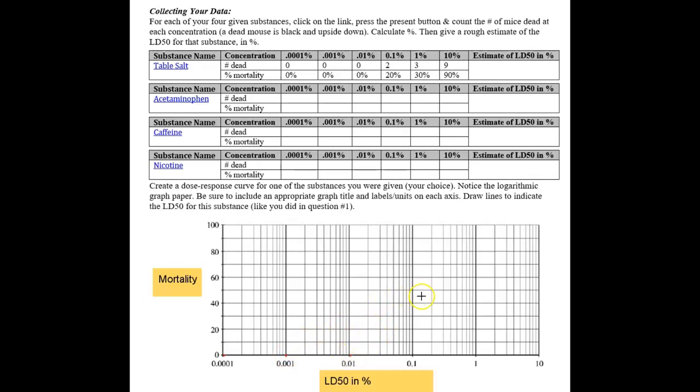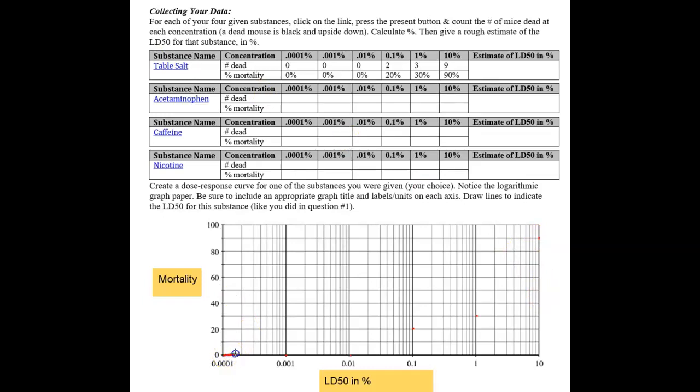And then for 0.1% is where things start getting interesting. And we had 2 dead, 20% mortality. So here, where it's 0.1, I'm going to go up to where it's 20% mortality. For 1%, it was 30% mortality. So I'm going to find that here between 20 and 40. And then for 10%, it was 90% mortality. So I'll find that here between 80 and 100.